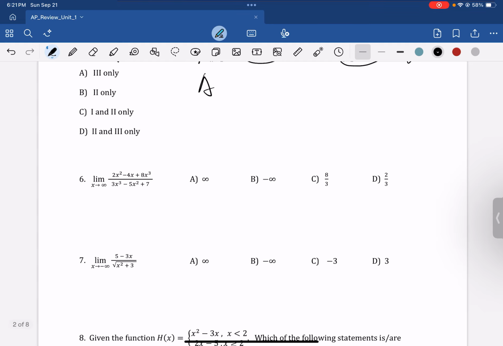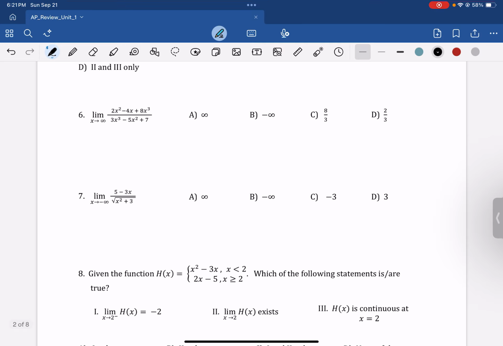Alright, for the next one, we got the limit as x approaches positive infinity of 2x squared minus 4x plus 8x cubed over 3x cubed minus 5x squared plus 7. For this one, we have to rearrange the fraction first. So the limit as x approaches infinity, what we got is 8x cubed first, then plus 2x squared minus 4x, over 3x cubed minus 5x squared plus 7.